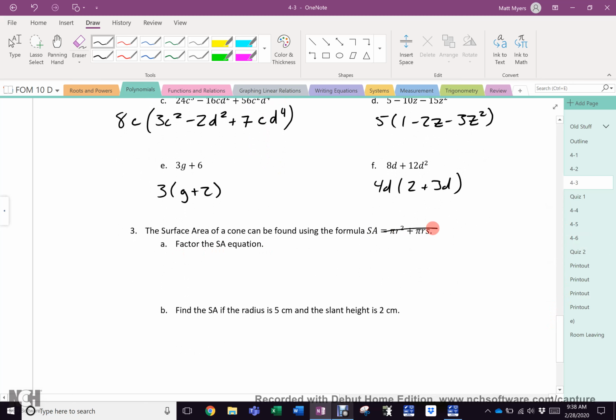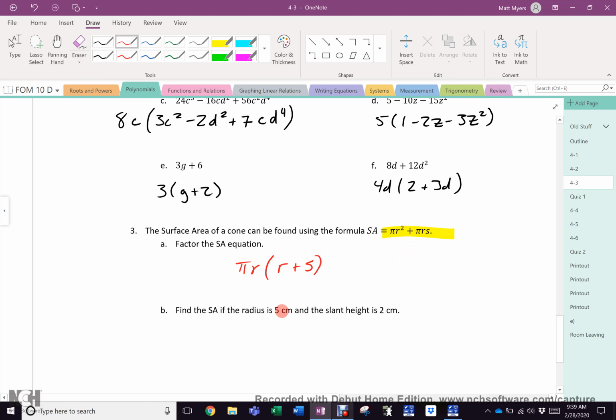Factor this equation. Now, a lot of kids say, how can I factor it? There's no numbers. Doesn't matter if there's no numbers. What math is happening between pi and r? Multiplication. What's happening between pi, r, and s? Multiplication. So pi is in both of them, isn't it? R is in both of them, isn't it? So that means the greatest common factor is pi r. And what does that leave? R plus s.